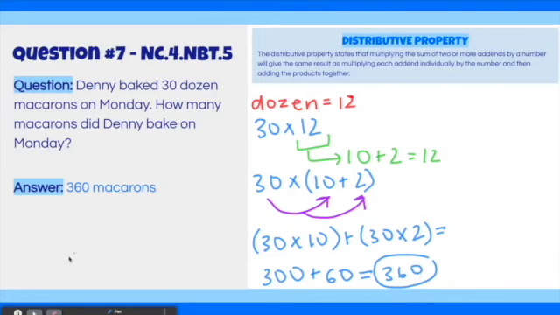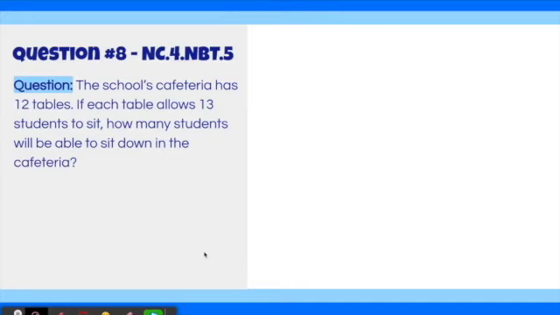Okay, moving on to the next question. Question number 8. The school's cafeteria has 12 tables. If each table allows 13 students to sit, how many students will be able to sit down in the cafeteria?